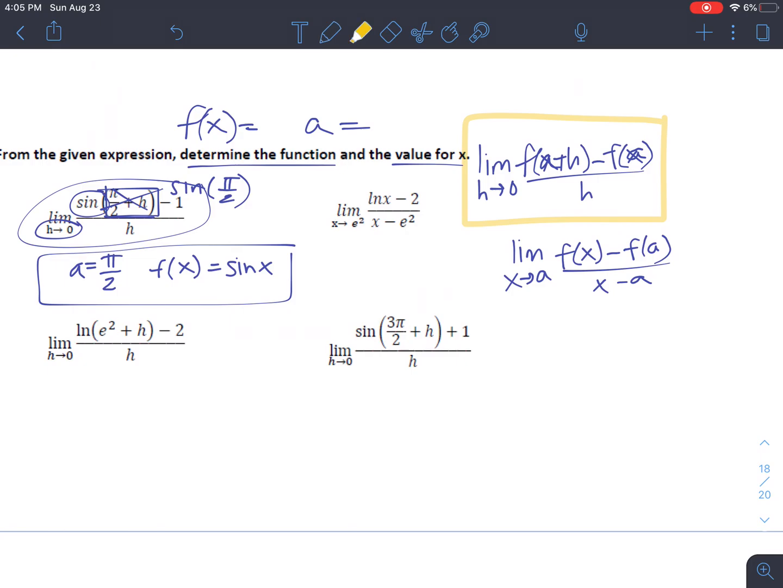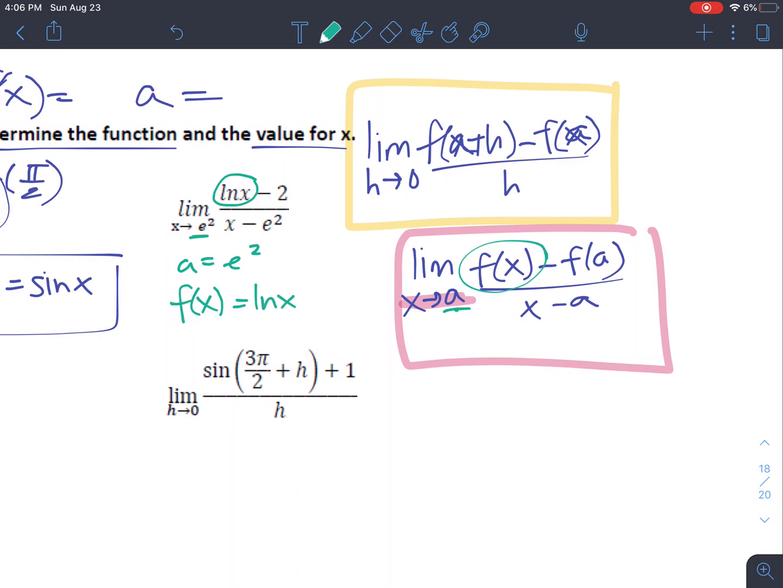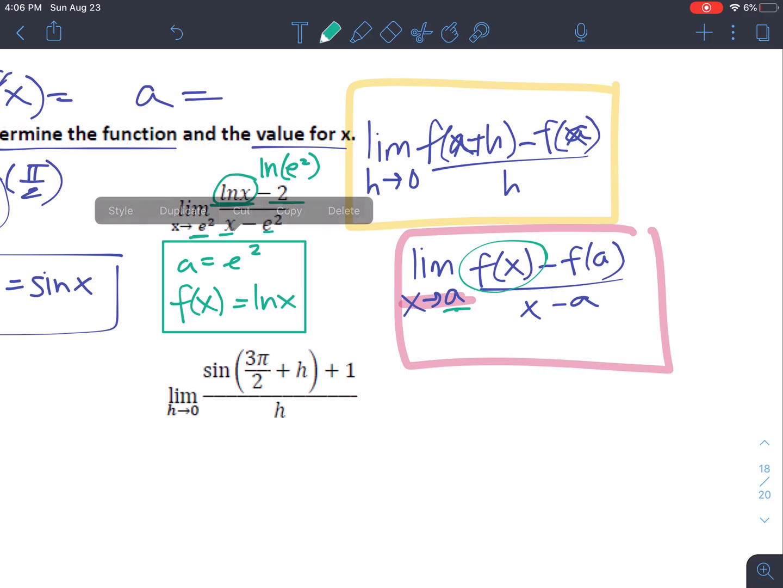Okay, we'll try one more and then we'll look at these in class. So take a look at this second problem here, x approaching e squared. Now, x is approaching a value. That's got to be this guy. So I'm looking at this definition. This one's a little easier to pick out because I need a. Well, a is just whatever this is. And then f of x is natural log of x. And now I have f of x minus, this would have been natural log of e squared, which we know is 2, over x minus a, which is e squared. Okay, so again, final answer is here's your a value, here's the function.